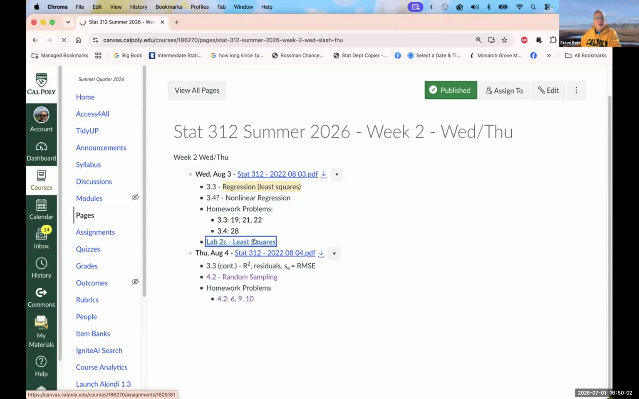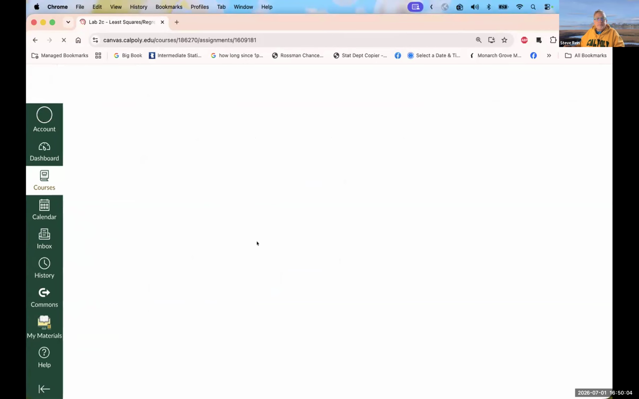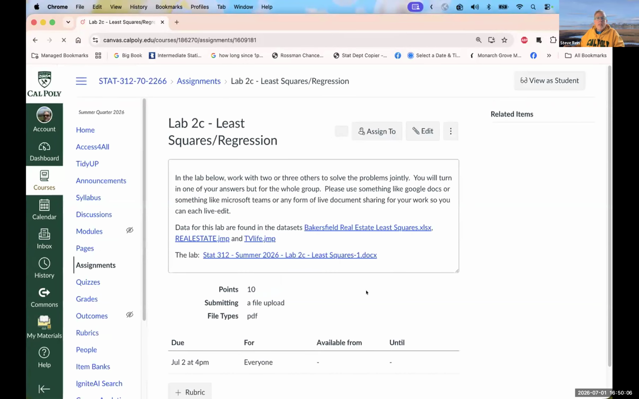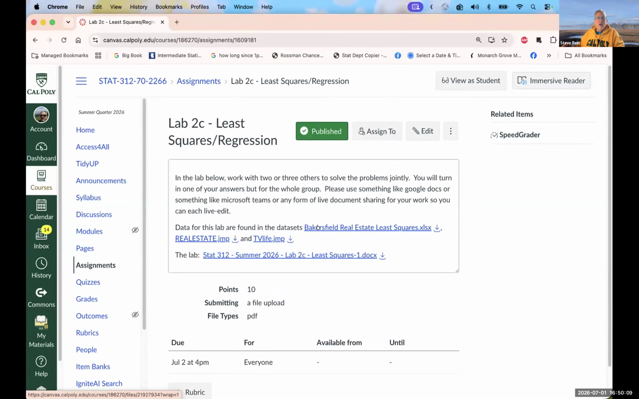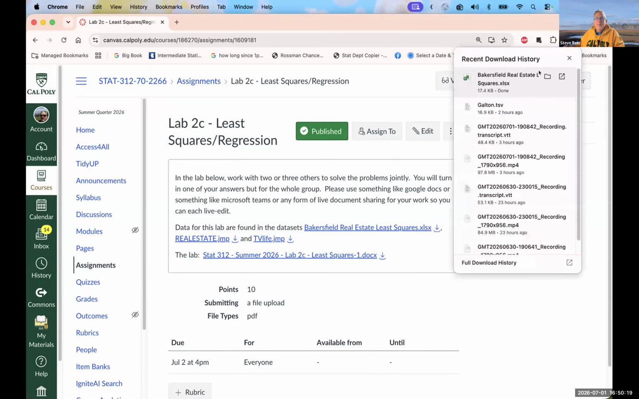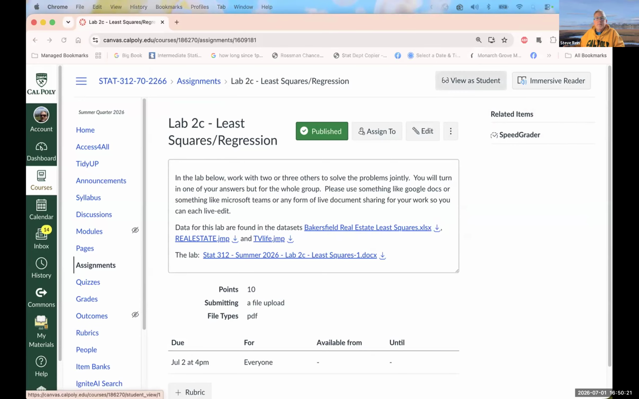But inside that least squares lab, one of the data files it refers to is this Bakersfield real estate least squares Excel file. So I'm just going to download it, and then I'm just going to go ahead and open it. Where did it open? Okay, over here. Good.